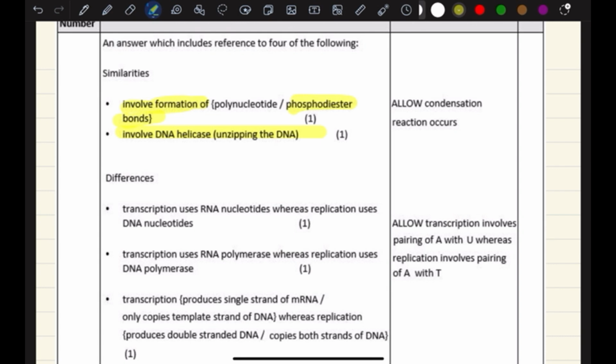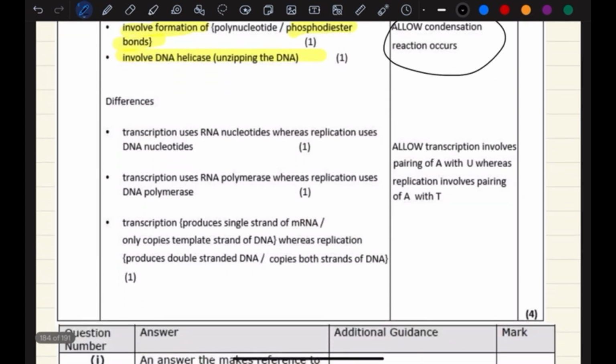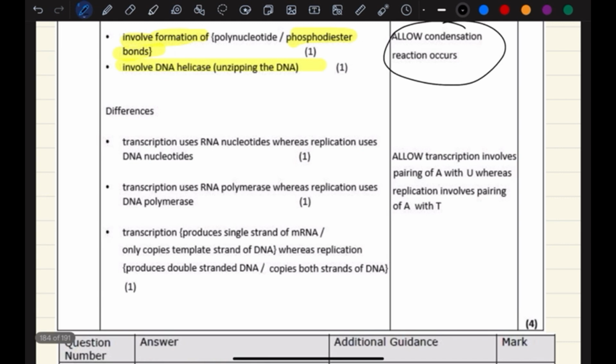They even said that they will allow you to say condensation reactions occur. Guys, literally any of those, they will get you a mark. So just be ready for that. Differences are a bit easier to do, yeah? One of the easiest differences to say, RNA nucleotides versus DNA nucleotides, yeah? RNA polymerase, DNA polymerase, two easy ones there.